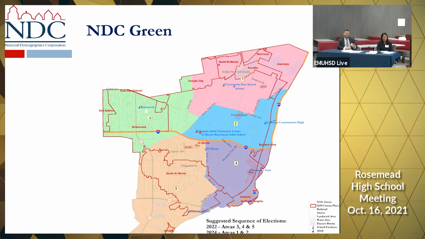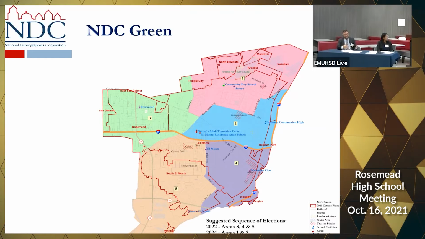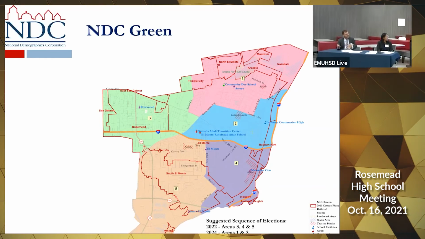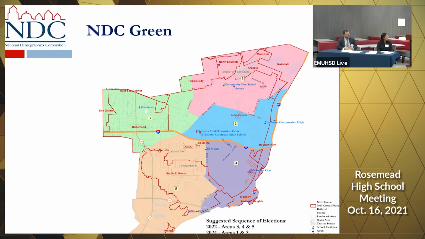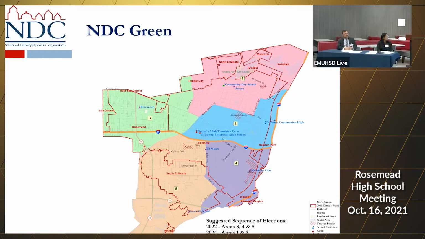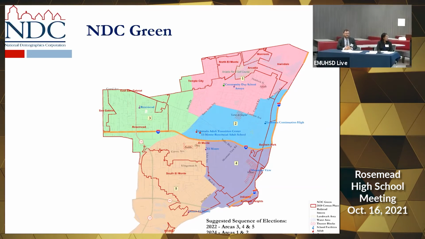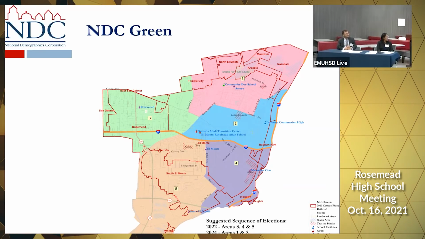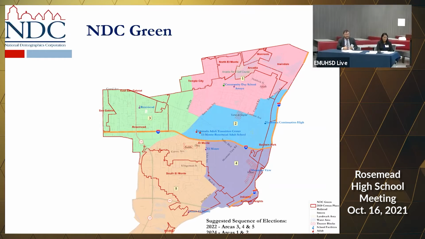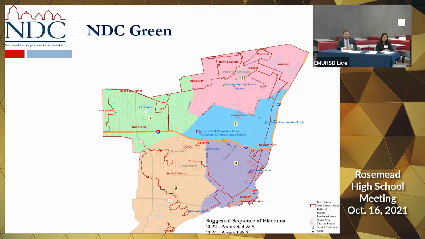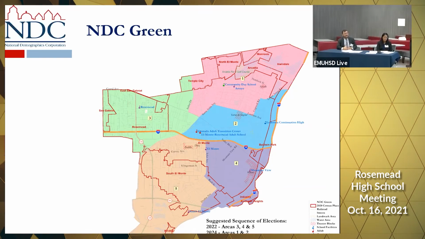So we call them by colors just to help us understand the separation between green, yellow, and purple maps. Our first map is the green map. That's because it's first alphabetically. And really what this one tries to do is use the freeway and the Rio Hondo River to delineate the district boundaries. We have 2 trustee areas, areas 4 and 5, completely south of the 5 freeway. And we've put all of the Rosemead area in trustee area 3.